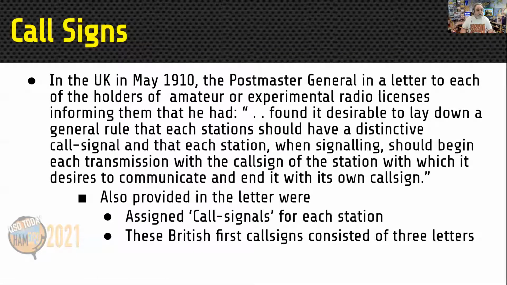In the UK, in May 1910, the Postmaster General, in a letter to each of the holders of amateur radio license, informed them that he had found it desirable to lay down a general rule that each station should have a distinctive call sign, and that each station, when signaling, should begin each transmission with the call sign of the station. Also provided in the letter were assigned call signs for each station. These British first call signs consisted of 3 letters.